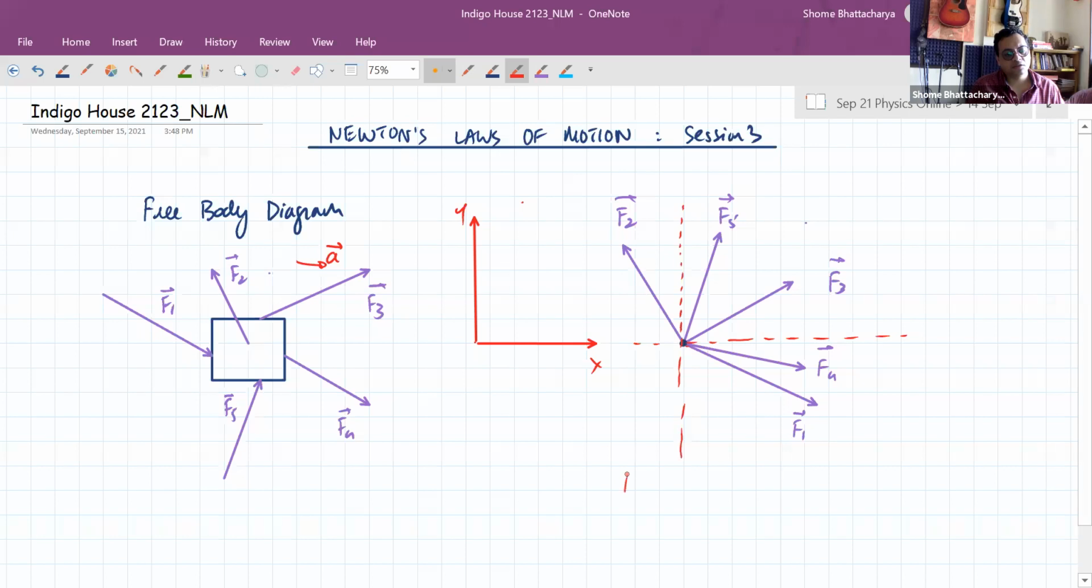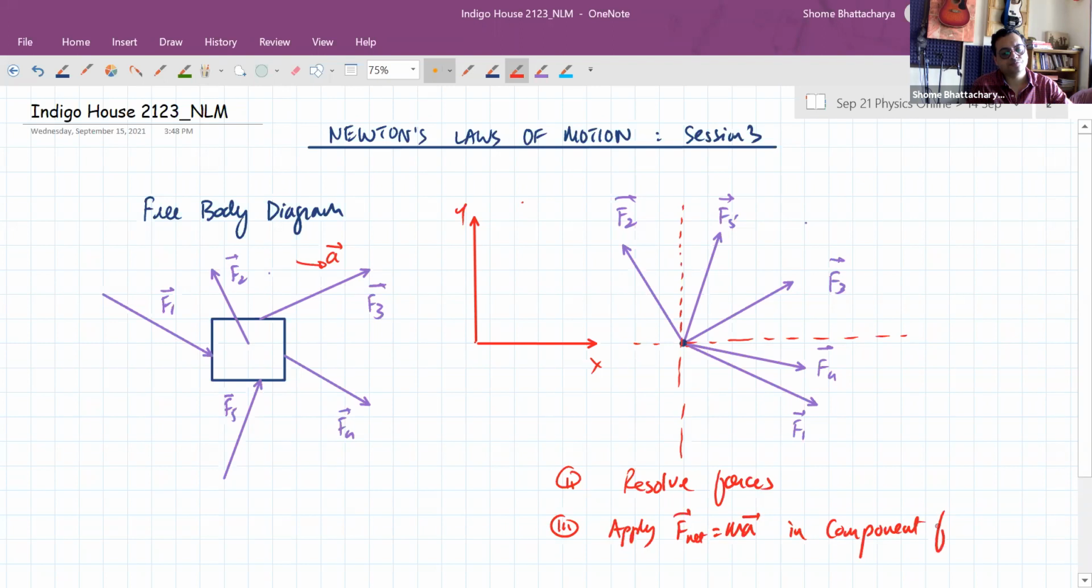So next step would be to resolve forces. And the third step would be to apply the equation net force is equal to mass into acceleration in component form.